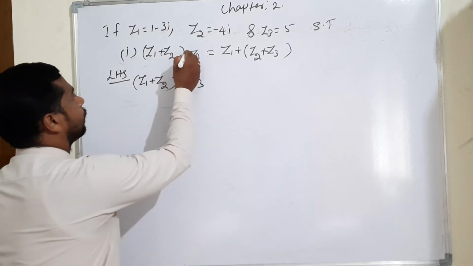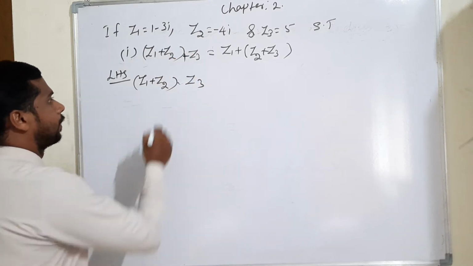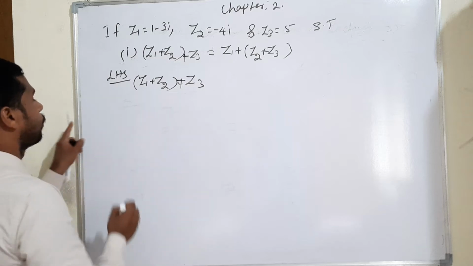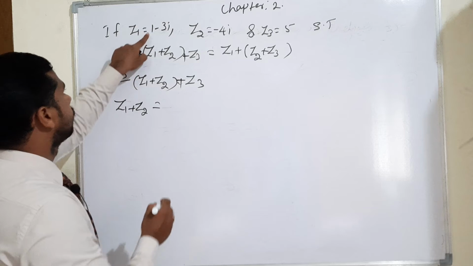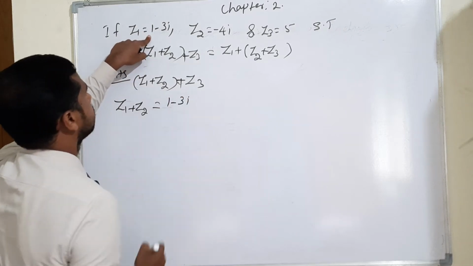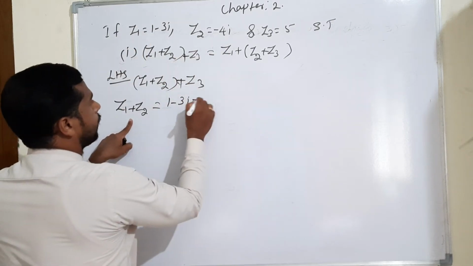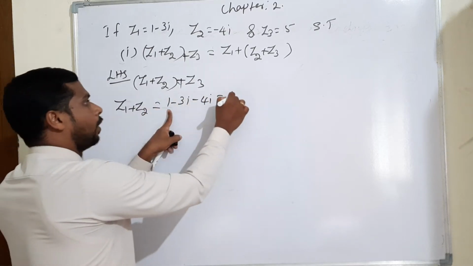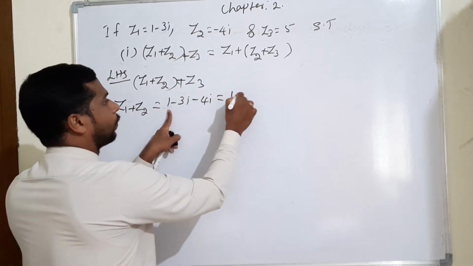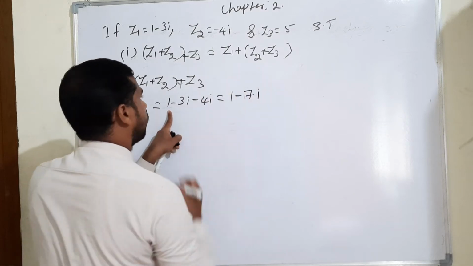Plus z3. So what will happen first? z1 plus z2. z1 is 1 minus 3i. Then plus z2 means minus 4i. First you have to add the real parts. Only one real number is there, 1. Minus 3i minus 4i is minus 7i.